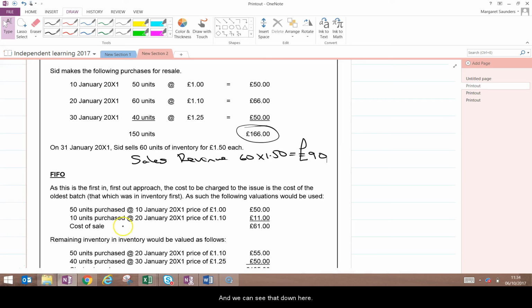And we can see that down here. 50 units at £1 is £50, and then 10 units from that second delivery where the price had gone up to £1.10. So that gives us £11. So in total, the units he sold cost him £61. So if he sold them for 90 and they cost him 61, then the difference would indicate that he'd made £29 profit.